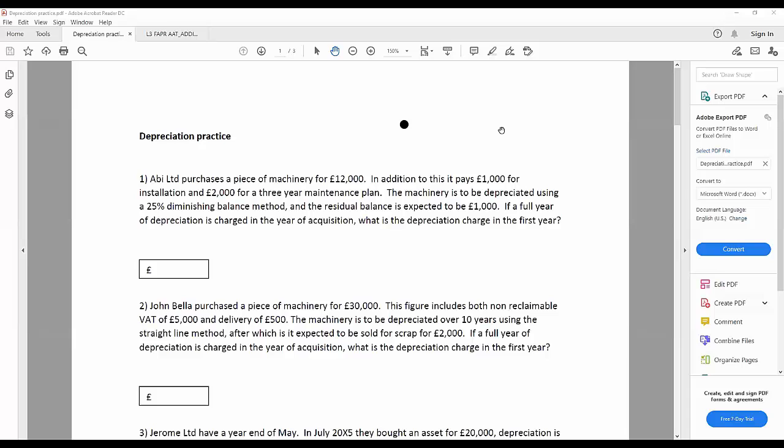So can anybody hazard a guess, before I shout out the answer, as to why we've done it that way? Why have we included the £1,000, but then we've elected to ignore the £2,000? Can anybody tell me why? I'll put the cat amongst the pigeons, won't it?